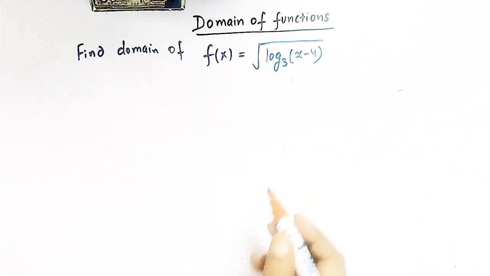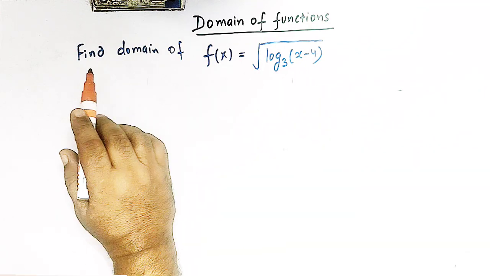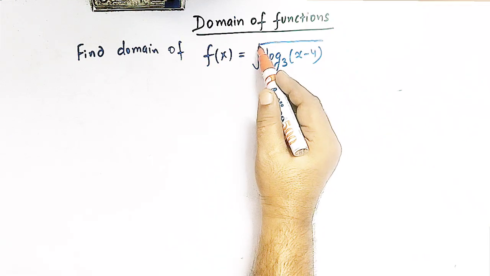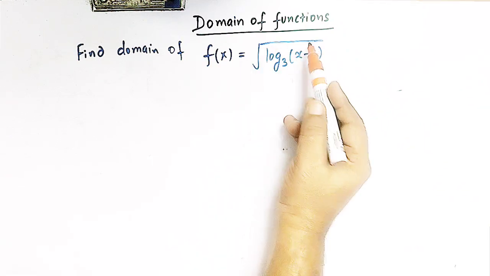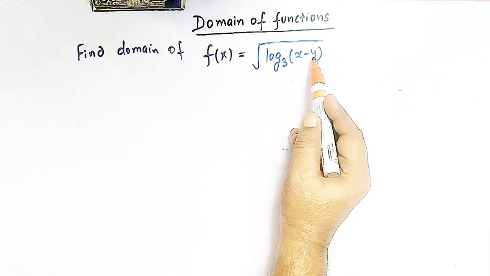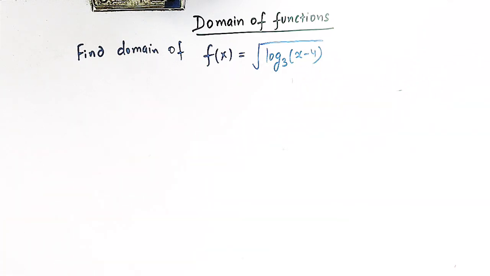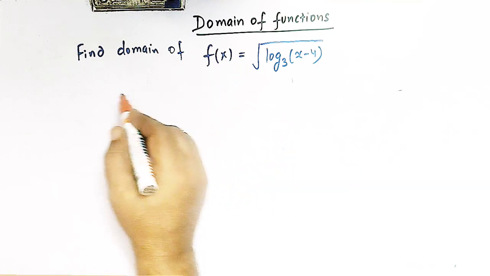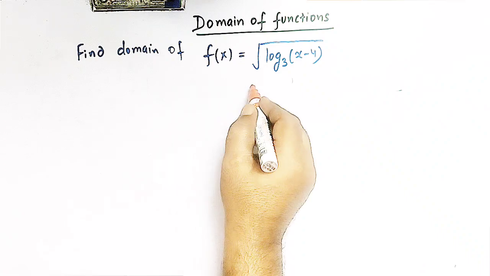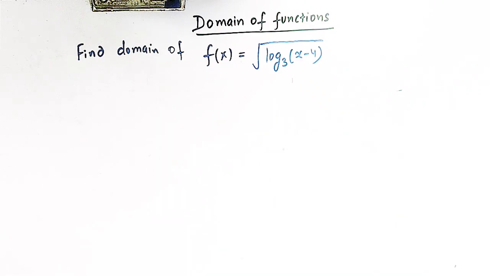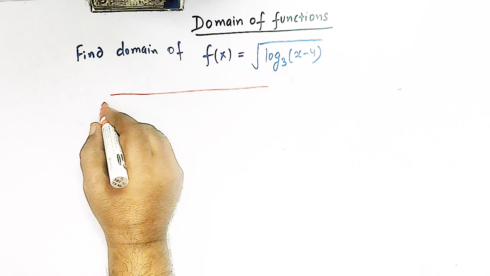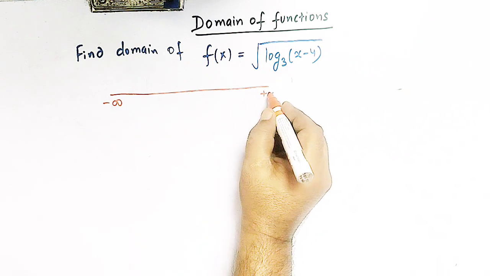So now let us consider one more example. Here we have to find the domain of f of x, where f of x is the square root of logarithm of x minus 4 to the base 3, right? In order to find the domain of this function f of x, let us draw the real number line, that is from minus infinity to infinity, right?